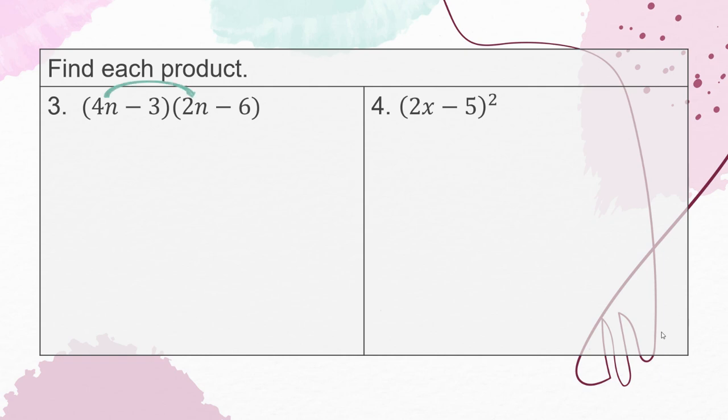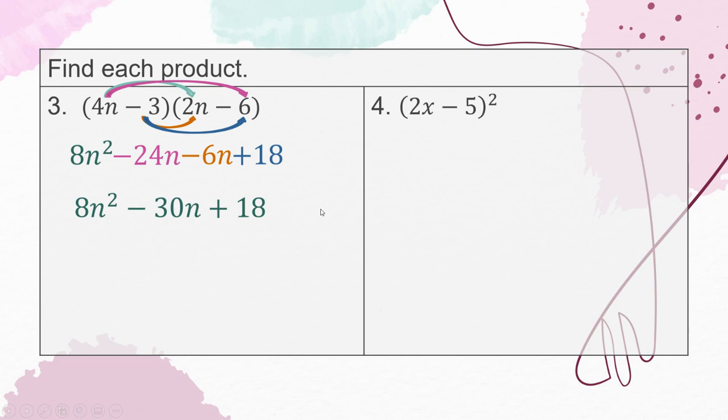Number 3, distributing the 4n. 4n times 2n gives us 8n squared. 4n times -6 gives us -24n. Next, we'll distribute the -3. -3 times 2n gives us -6n. -3 times -6 gives us plus 18. And then we can combine like terms. -24n minus 6n combine to give us -30n.